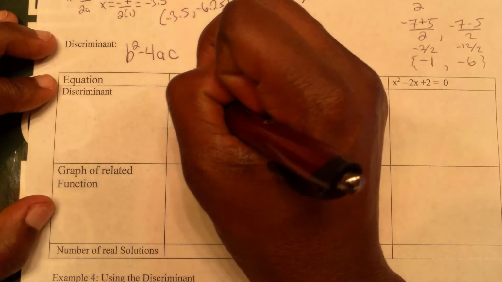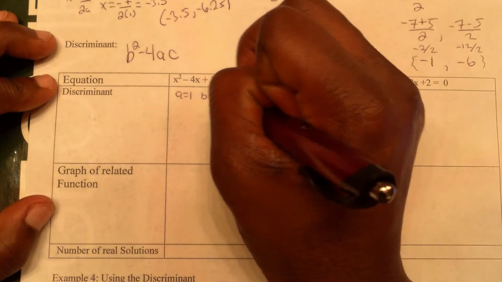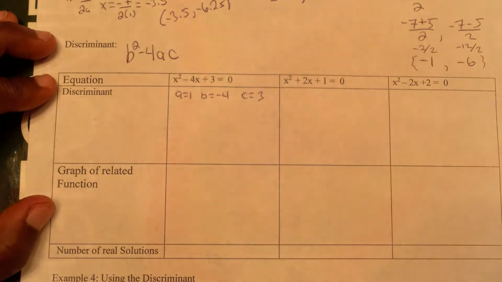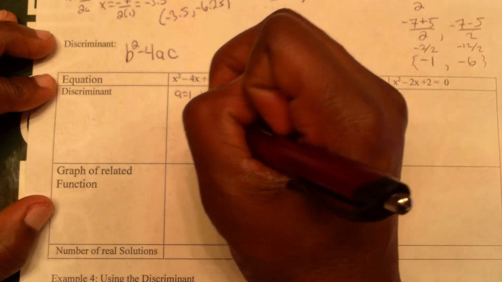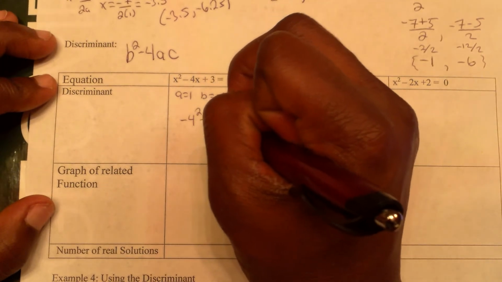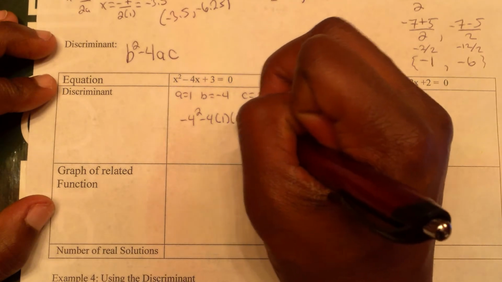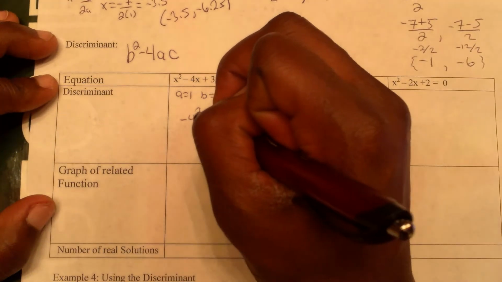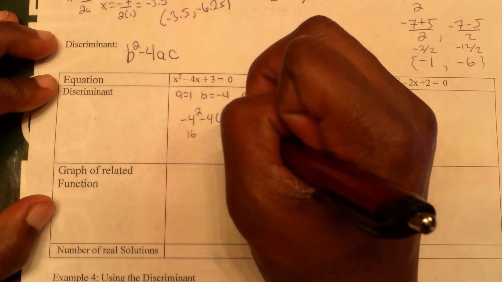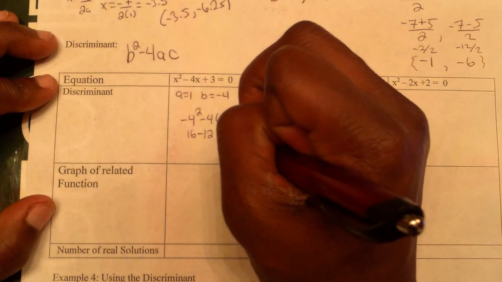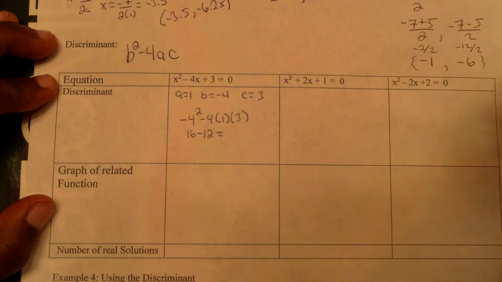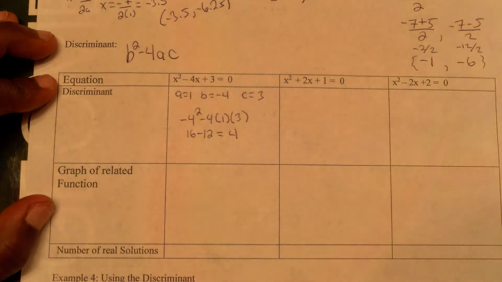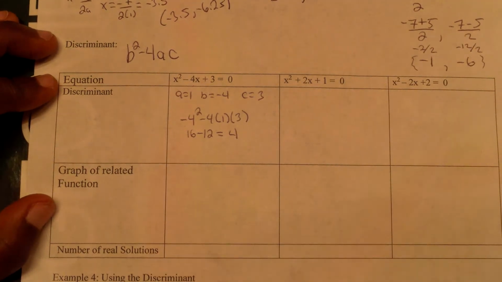So here we know our a is 1, our b is negative 4, our c is 3, right? So if we were to plug it into the discriminant, we would end up with b squared minus 4 times the a, which is 1, times the c, which is 3, right? Negative 4 squared is 16. Negative 4 times 3 is going to be negative 12, right? So we get 16 minus 12, which is 4. So our discriminant is 4.